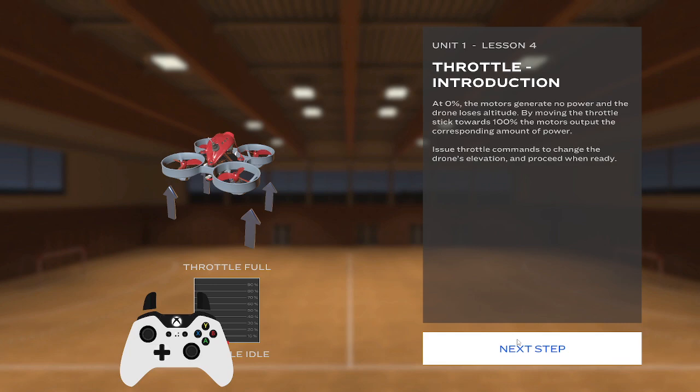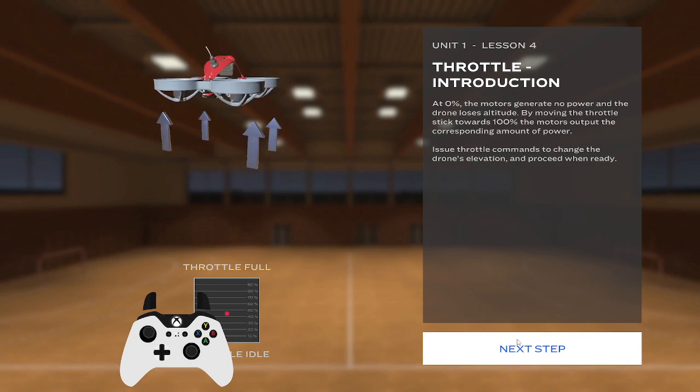Throttle introduction. At 0%, the motors generate no power. The drone loses altitude. By moving the throttle stick towards 100%, the motors output a corresponding amount of power. Issue the throttle commands to change. Alright.